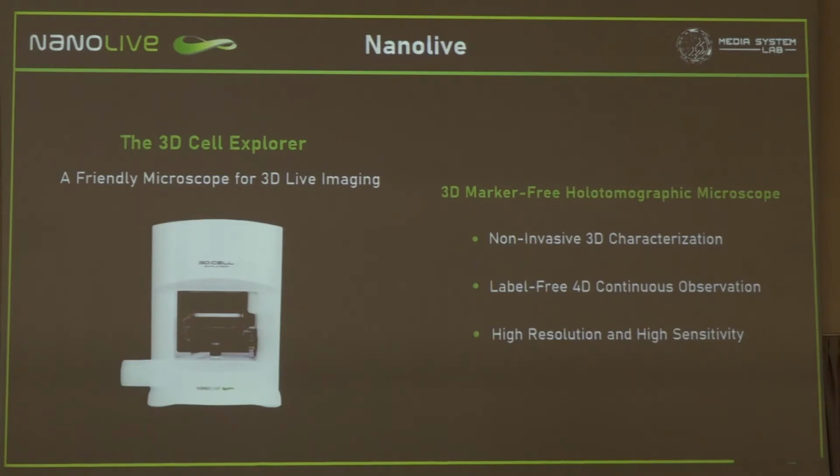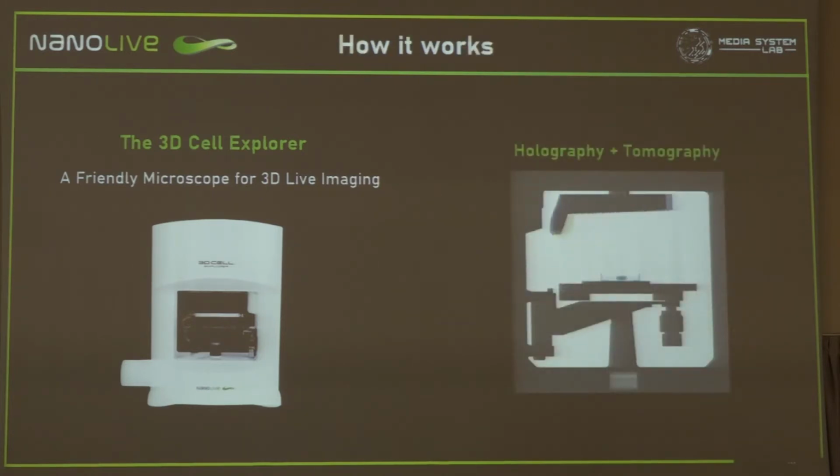NanoLive, as I said, is the first holotomographic microscope in the world, and it allows you to visualize your cells in 3D and in time-lapse without any fluorescent staining. All this is a non-invasive technology at a high resolution and a high sensitivity. Moreover, as you can see from the picture, NanoLive is a very little and compact microscope provided with a little top stage incubator, so perfect for live cell imaging. Let's see how it works.